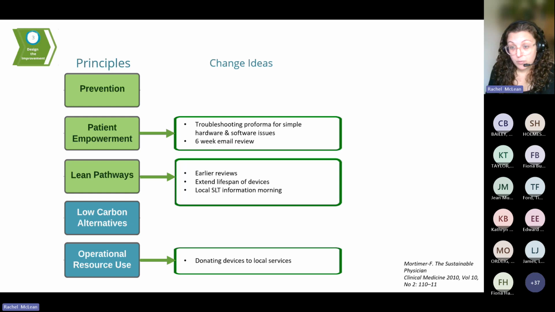And so they used the principles of sustainable clinical practice that I mentioned earlier to think about changes they could make. And so in terms of patient empowerment and more broadly family empowerment, a preventative troubleshooting proforma was given with all new devices. And then the device was reviewed via email 6 weeks after issue. And so the aim was that this could reduce the number of courier journeys needed for repairs and could improve device use by identifying any potential issues really early on. They also moved their review from 24 months to 12 months to catch issues sooner.